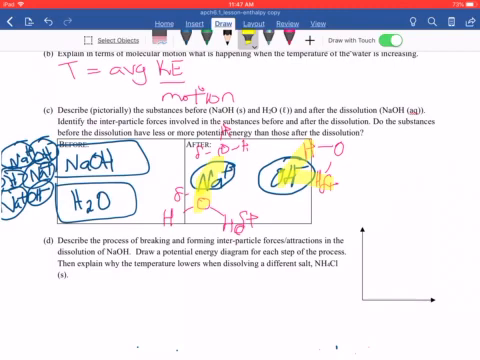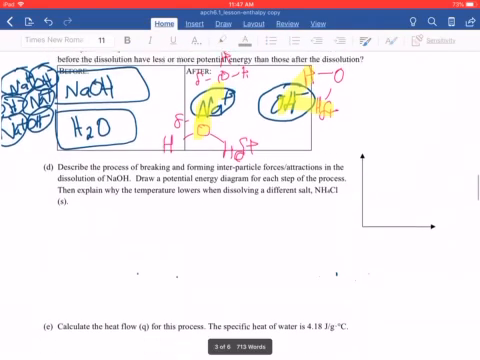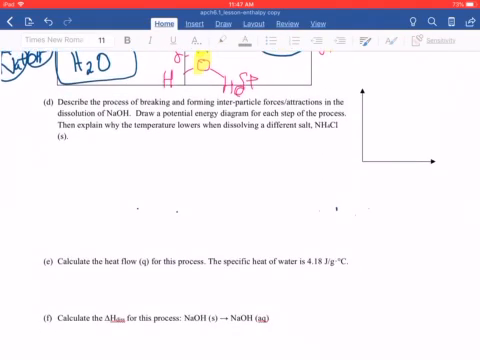And then the potential energy. It says, do the substances before the dissolution have less or more potential energy? Potential energy decreases because it's exothermic. It will increase if it's endothermic. All right, for D, it says, describe the process of breaking and forming interparticle forces, attractions, in the dissolution of sodium hydroxide. Draw a potential energy diagram for each step of the process, and then explain why the temperature lowers when dissolving a different salt.